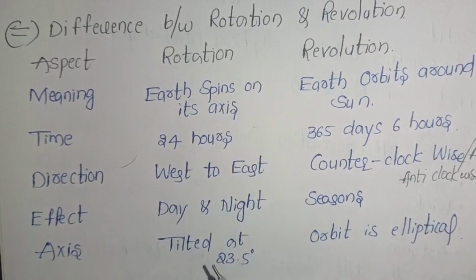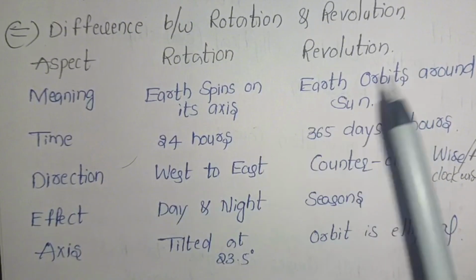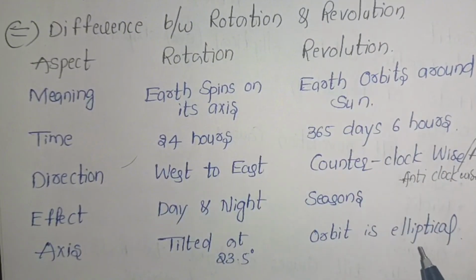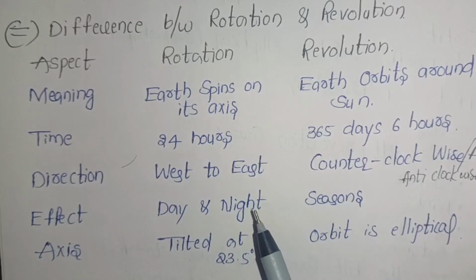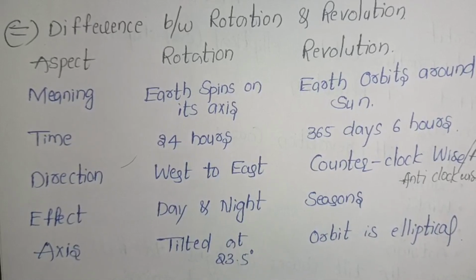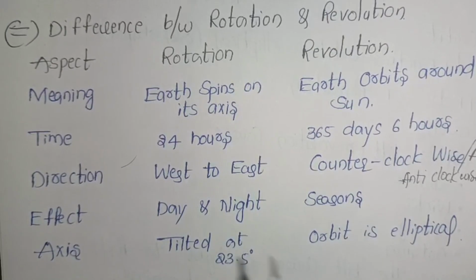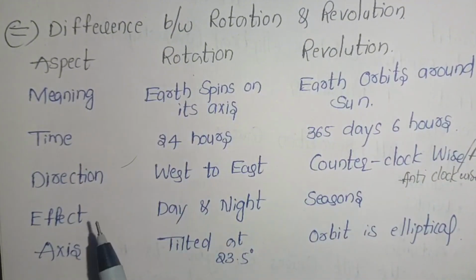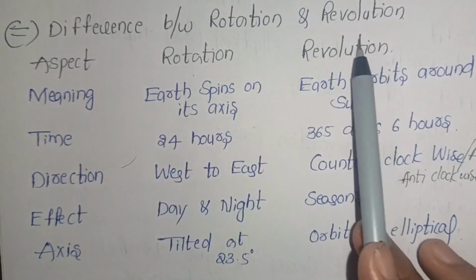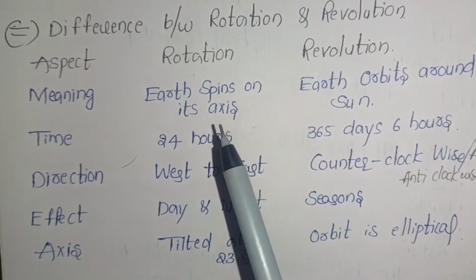The axis of rotation is tilted at 23.5 degrees. The orbit of revolution is elliptical, oval-shaped. I hope you understood. This is the third chapter of the geography 6th class. And here I want to say one thing. Rotation is equal to 1 day. Revolution is equal to 1 year. Every day is known as rotation. Every year is known as revolution. It is the trick to remember.